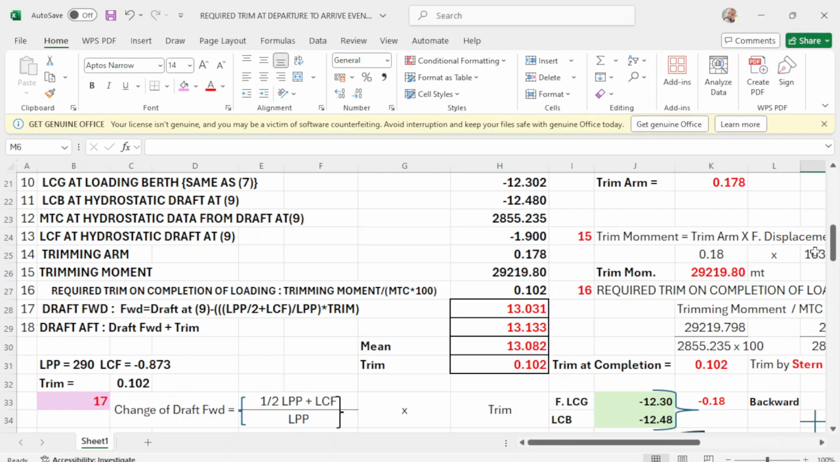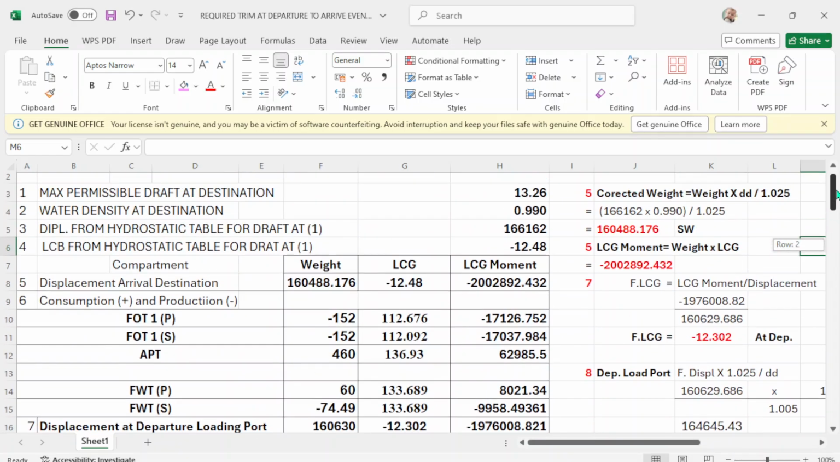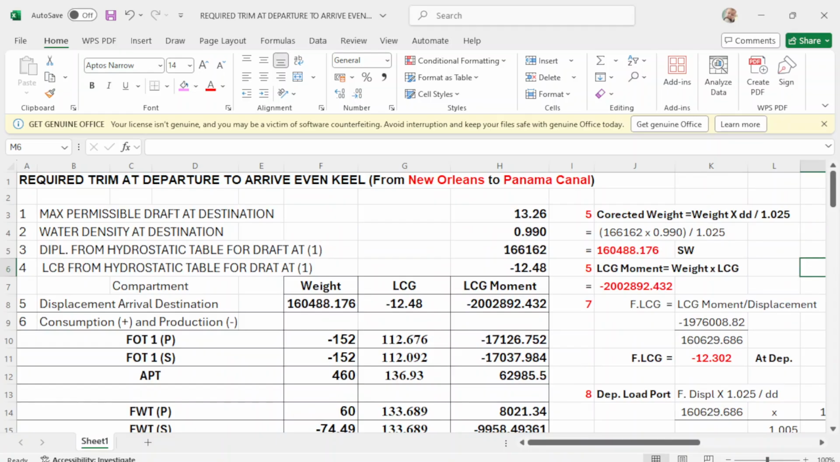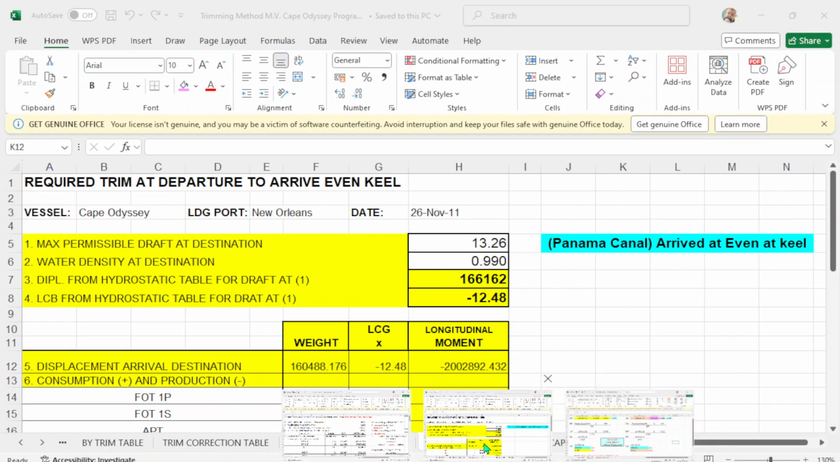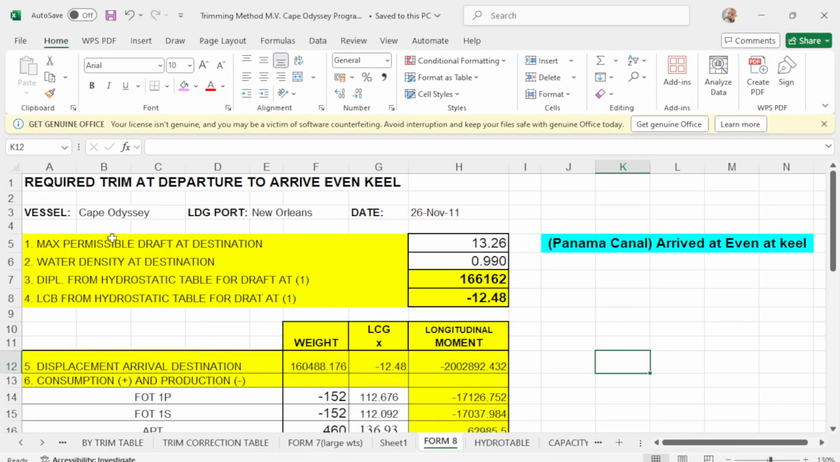Okay, let's go back and I'll show you the original. So the name of the vessel is Cape Odyssey. It is a Cape-sized vessel. So loading port is New Orleans. Then it says here maximum permissible draft at destination, meaning this will be your arrival draft in Panama at even keel. And the density in Panama is 0.990.